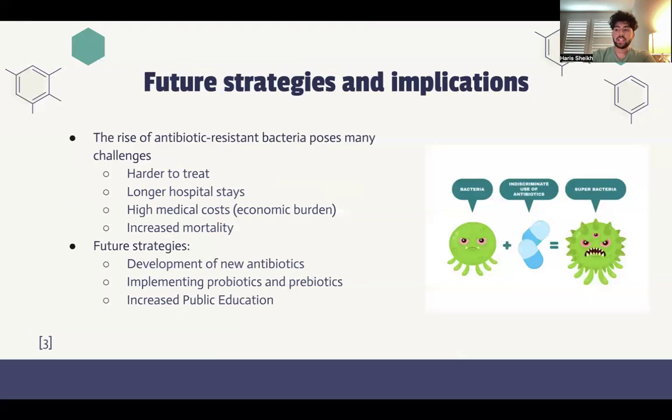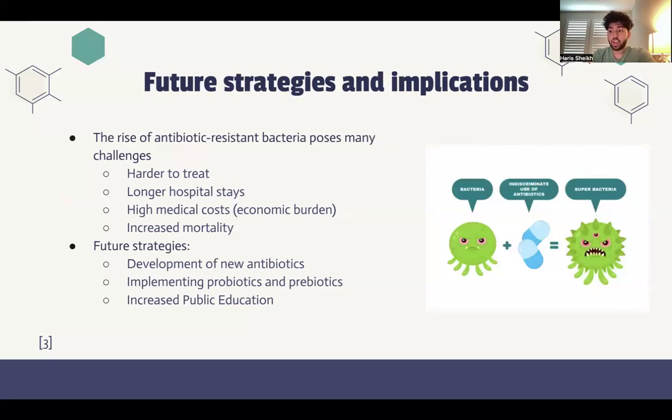Now, looking at this from a more practical viewpoint beyond the scientific standpoint, the rise of antibiotic-resistant bacteria poses significant challenges as resistant infections are harder to treat. And this leads to longer hospital stays, higher medical costs, and an overall economic burden. And the one thing that we always want to avoid, it leads to increased mortality.